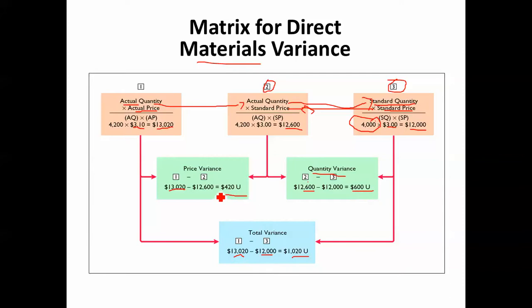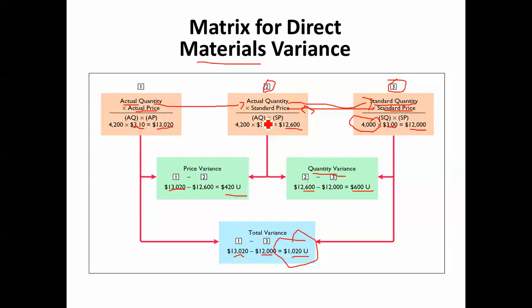So you see, the 1,020 unfavorable total variance is a function of a 420 unfavorable price variance and a 600 unfavorable usage variance. So we paid more than we should have, and we used more than we should have. So this would bear looking into. Why did this happen?